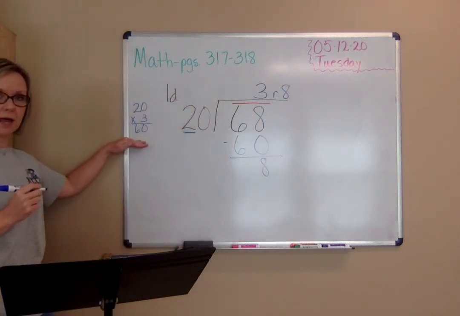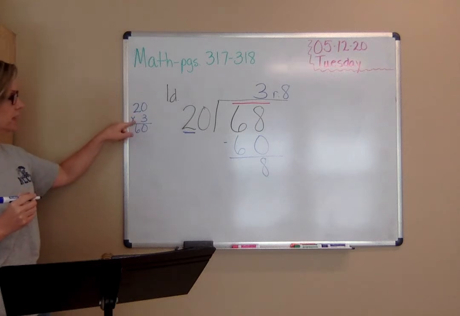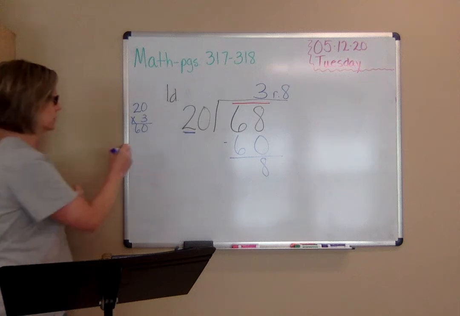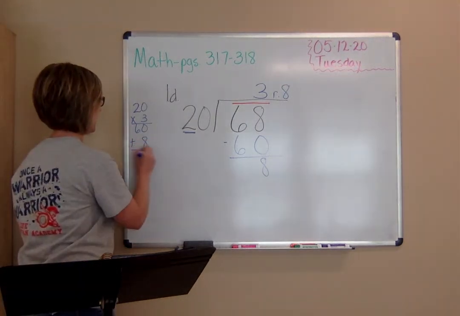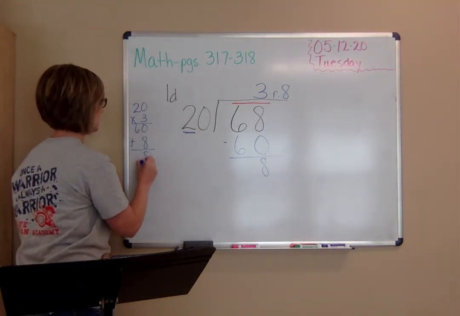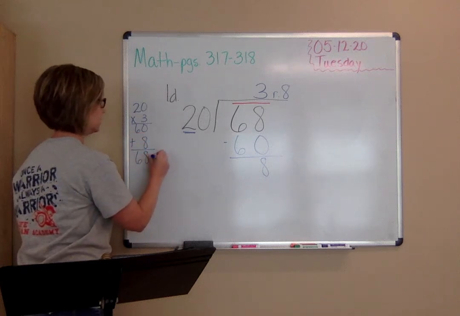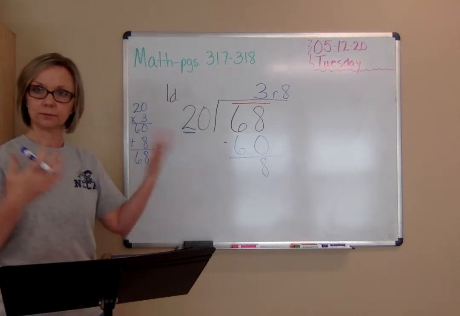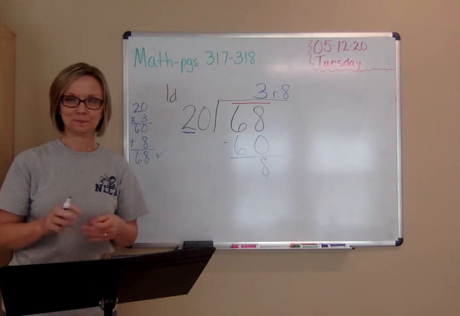Well, I've already done half of my check here. 20 times 3 equals 60. Add the remainder. 60 plus 8. 8 plus 0 equals 8. 6 plus 0 equals 6. And it checks. Ta-da! Okay.